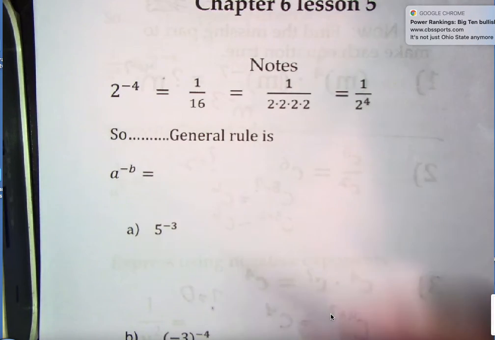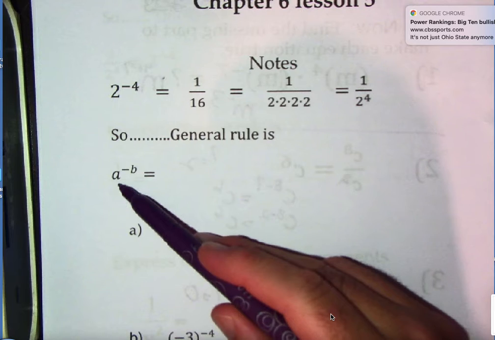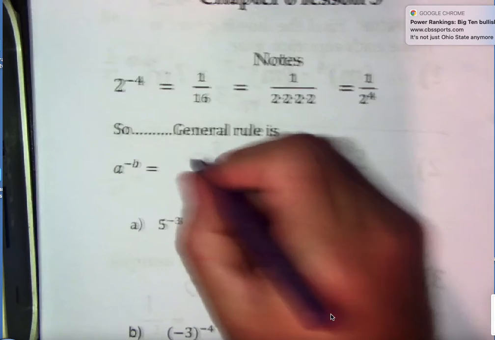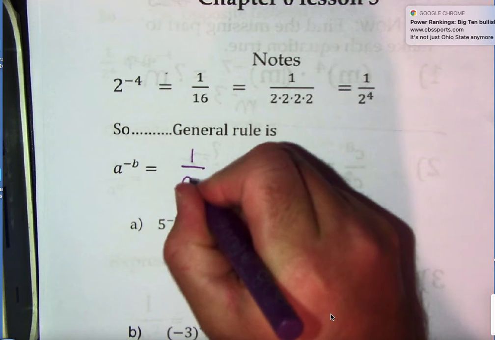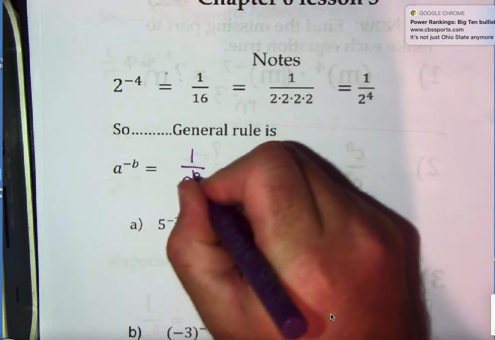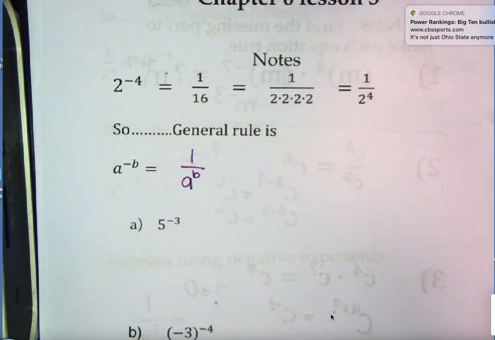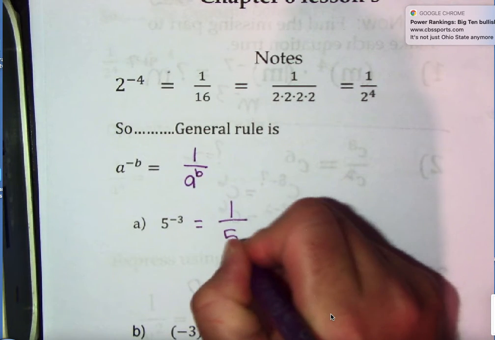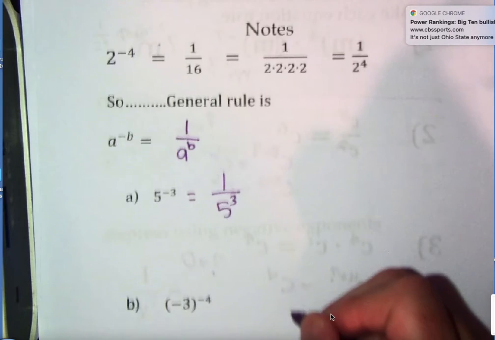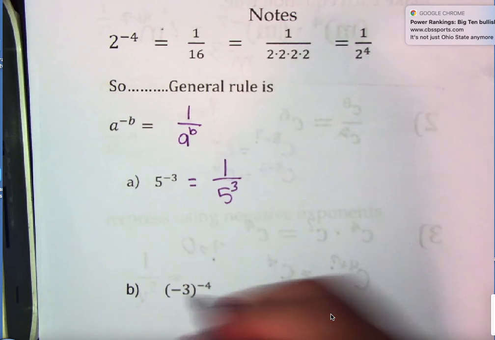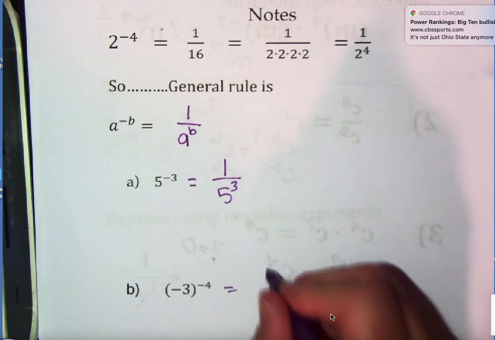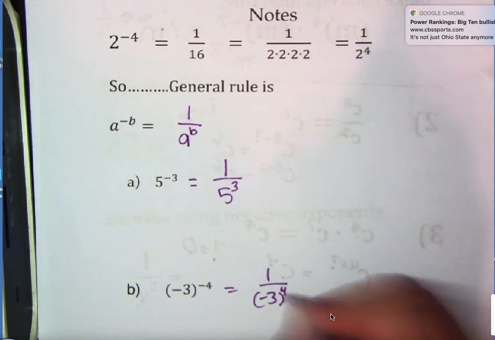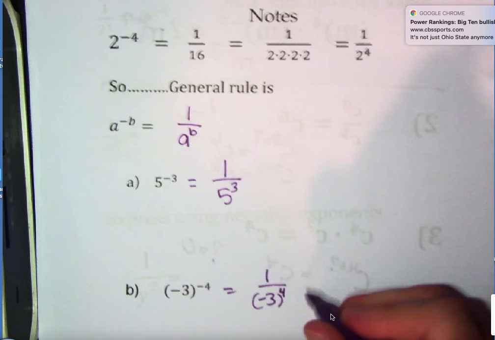So the general rule, again, is any base to the negative power, we're going to write it as 1 over the base as a positive power. So 5 to the negative third is 1 over 5 to the third. Negative 3 to the negative fourth is 1 over, keep the base the same, make our exponent positive, but put it underneath the fraction.